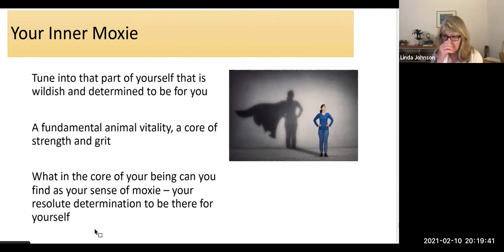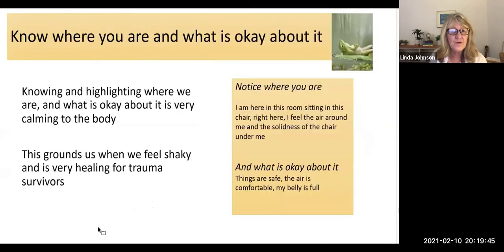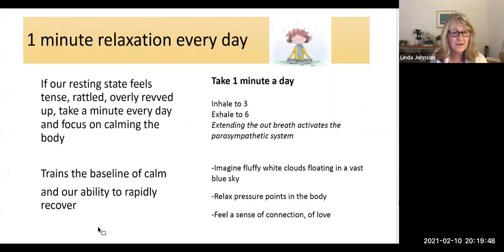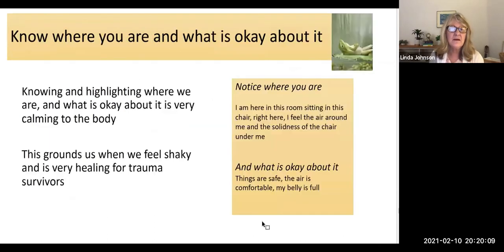So now I'm going to ask you to notice which of these you'd like to focus on this week. 1 minute relaxation every day, and share it in the chat as part of our quiz question. And this is the longer out breath, feeling the spaciousness of the sky, relaxing your body, if you can remember to, at the same time, and closing with love. And then know where you are and what is okay about it.